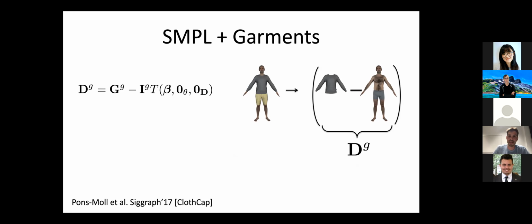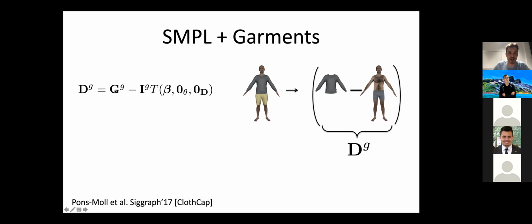Basically, you non-rigidly register the clothing to the body so that you have a one-to-one correspondence between the body and the clothing. And once you have this one-to-one correspondence, you can do linear algebra with bodies and garments. So here what you do is you take the original garment and you subtract the body vertices that correspond to this garment, and you obtain a displacement D, okay?